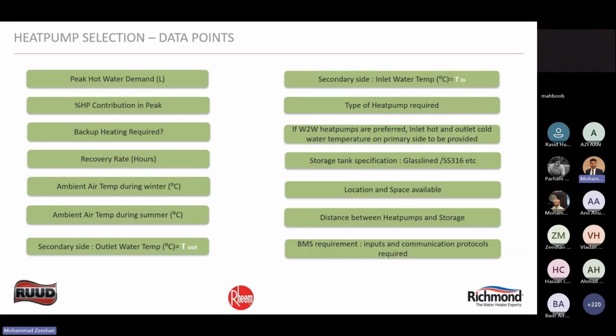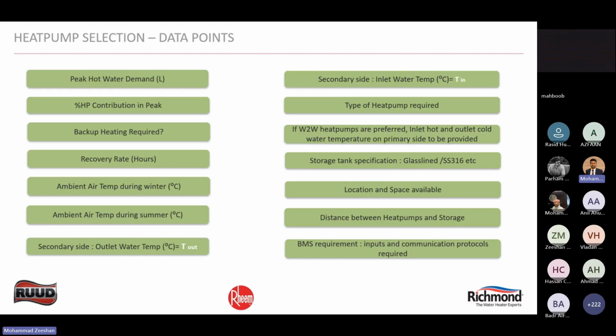So the first question we always ask is, what is your peak hot water demand? What percentage of contribution do you want from the heat pumps? Some people say 75% from the heat pump and 25% from the backup. Some say they need 100% from the heat pump, and they just need backup when the heat pump is not working. Then we ask, what is the recovery rate? If you don't know the recovery rate, then we suggest some recovery rates based on our experience.